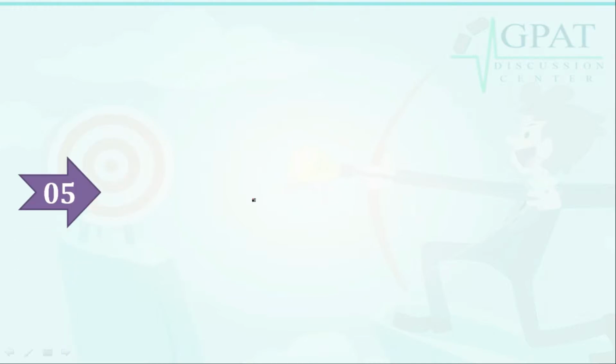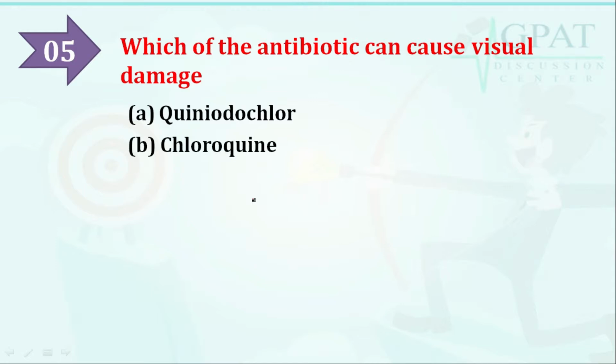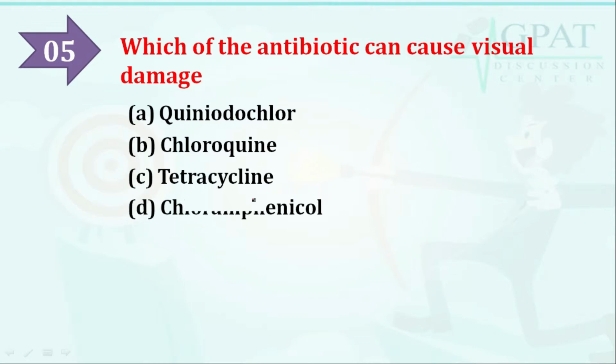So the next question is, which one of the antibiotics can cause visual damage? The options here are A, quinidochlor, B, chloroquine, C, tetracycline, and option D is chloramphenicol. So again the question asks, which one of the following causes visual damage?